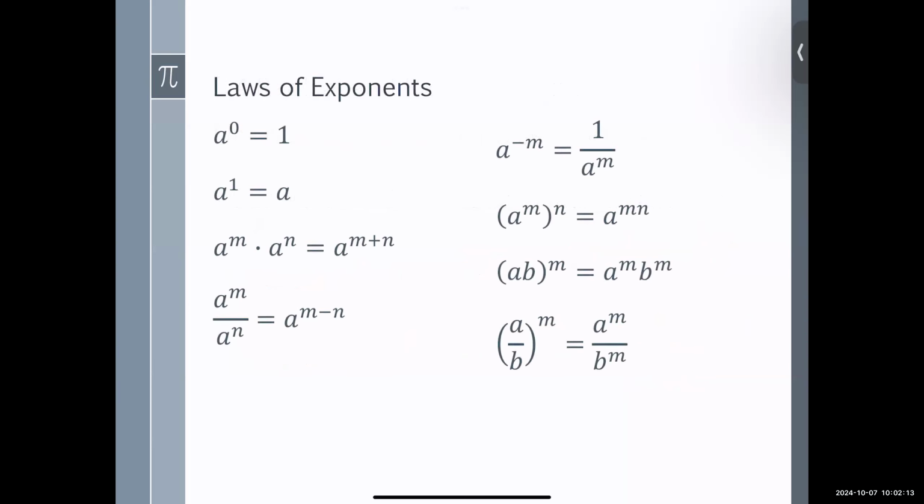All right, so here are your laws of exponents again, which we talked about last Wednesday. This is slide 3 in this deck. I don't remember what slide it was in the previous deck, but you can look that up.